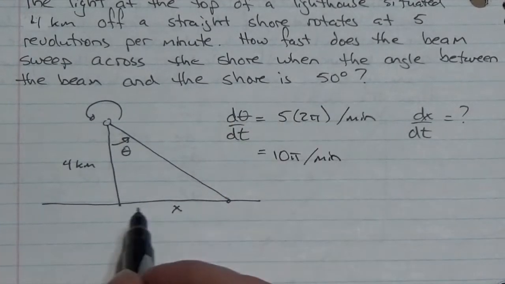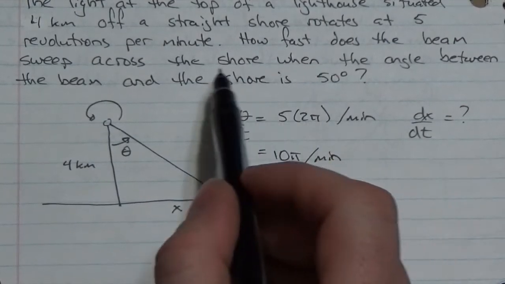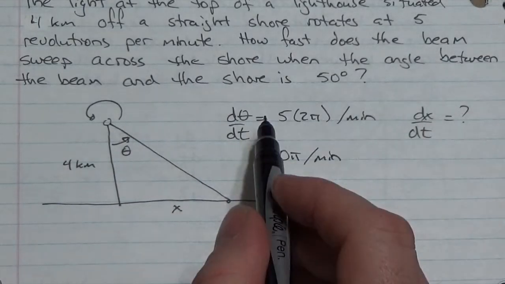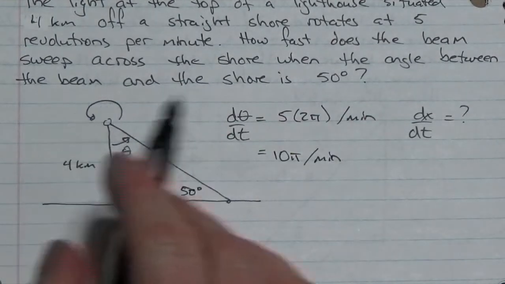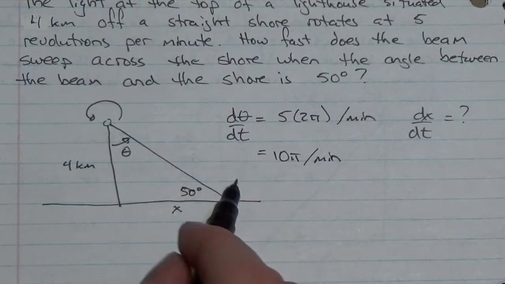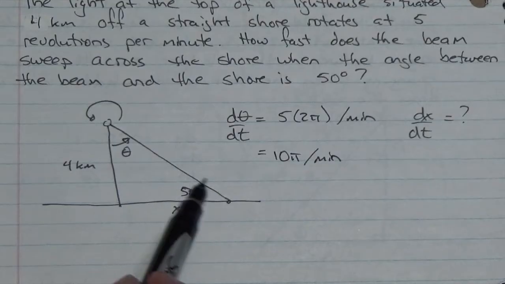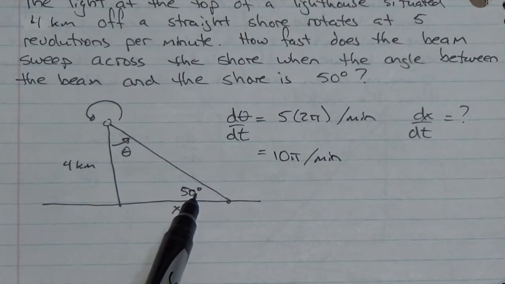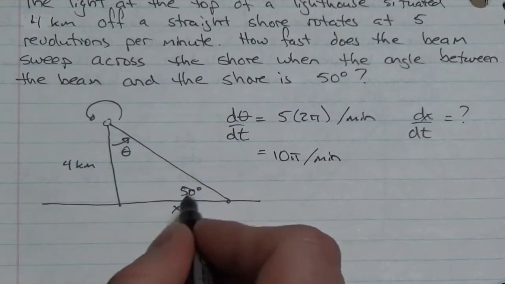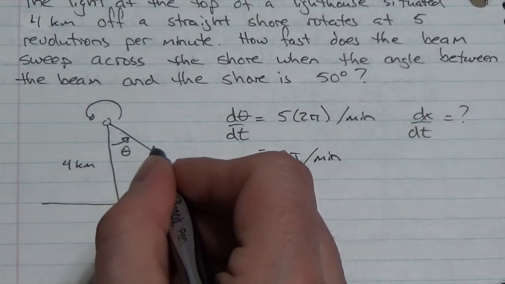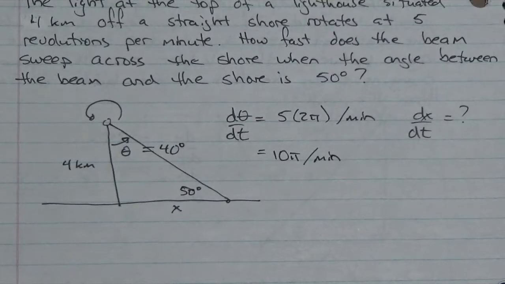Now, I'm interested in how fast the beam is sweeping across the shore, so that dx by dt, at the instant that the beam makes an angle of 50 degrees right here, between the beam and the shore. Okay, that's great, except that that's not theta. I'm given a very specific angle, but that's not theta. This is theta. But it shouldn't take much to realize that if at the instant this is 50 degrees, this theta right here is going to equal 40 degrees, because those are what we call complementary angles.